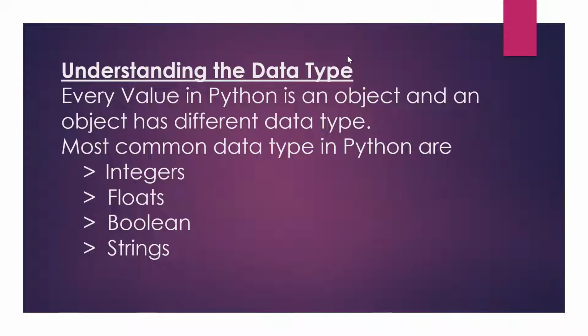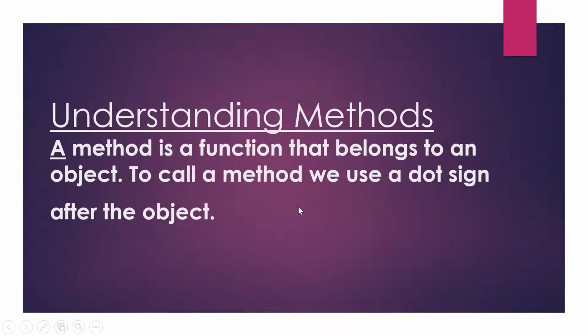Now let's begin with the methods of Python and obtain an understanding of what methods are. A method is basically a function that belongs to an object, and an object is anything on which we want to apply that method.